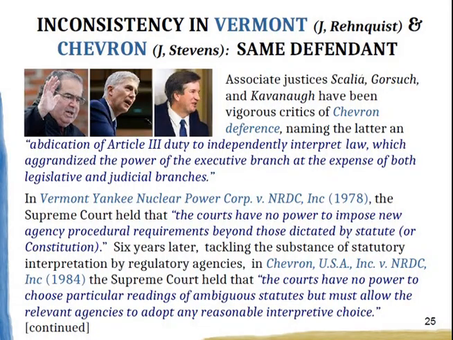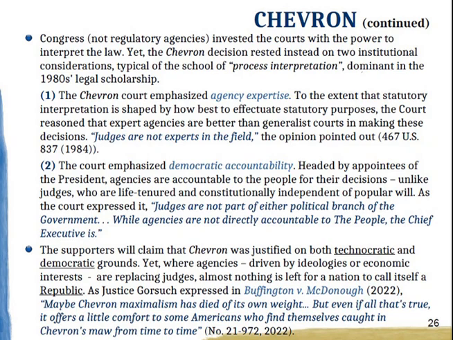The Associate Justices, the late Scalia, Gorsuch, and Kavanaugh, have been powerful critics of the Chevron deference, describing it as an abdication of the court's Article 3 duty to independently interpret law, and by that aggrandizing the power of the executive branch at the expense of the legislative and judicial branches. You will explore more on this slide.